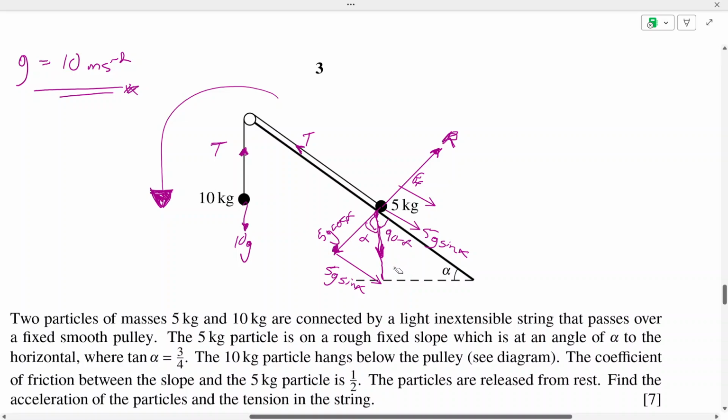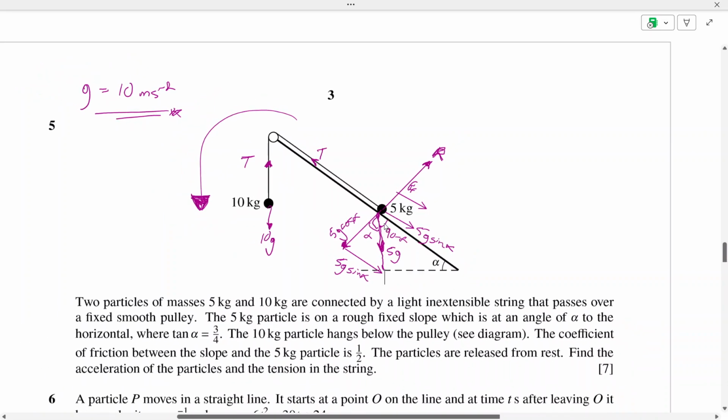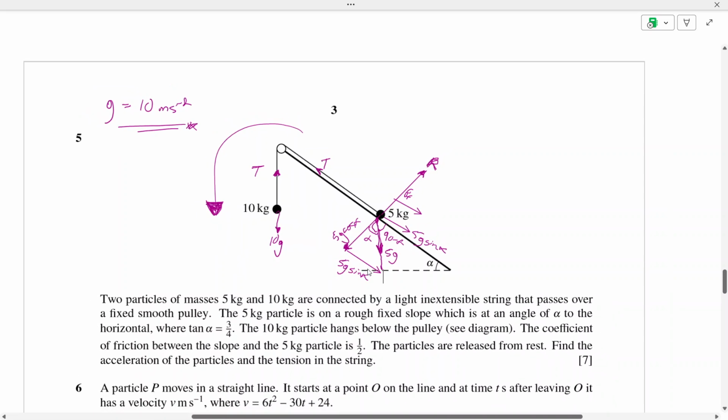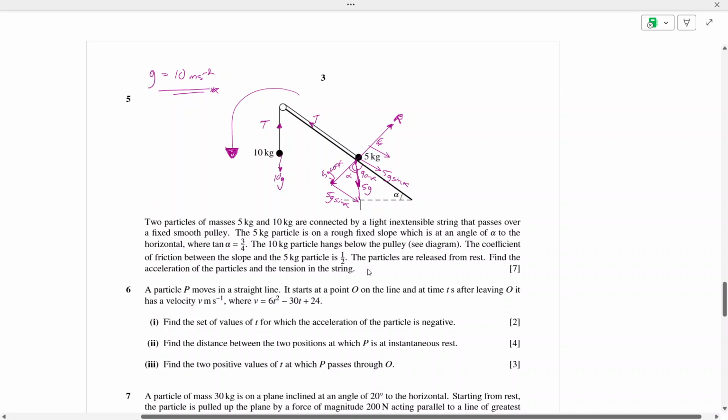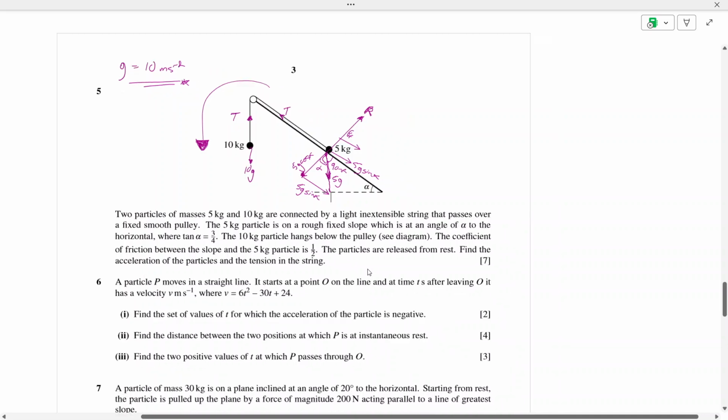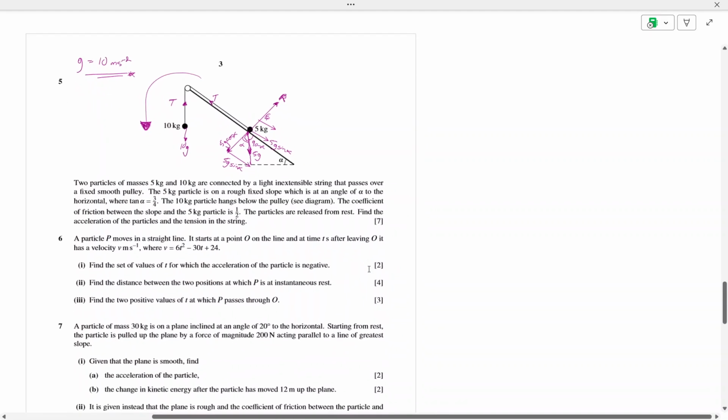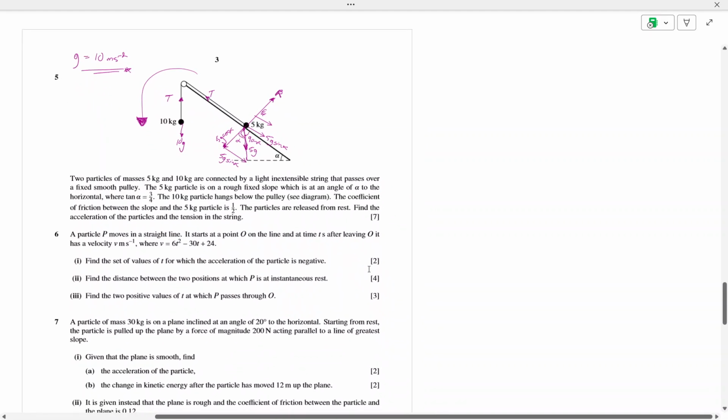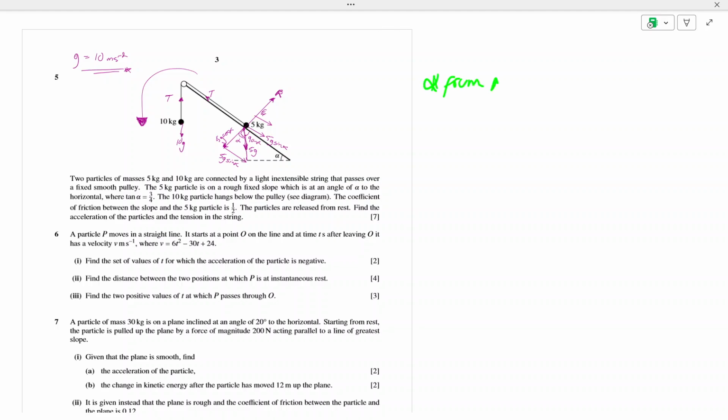Let me just rub this out. This is the weight, which is 5g. Right, okay. So what I'm gonna do is form two simultaneous equations using Newton's second law. Right. So from Newton's second law, this is what I'm gonna have. I'm gonna have the 10 acting down, which is the Newton's second law.